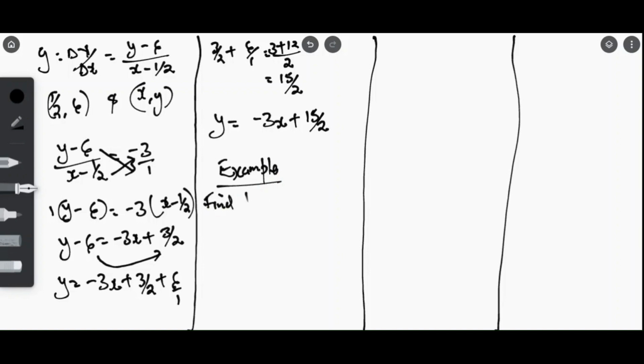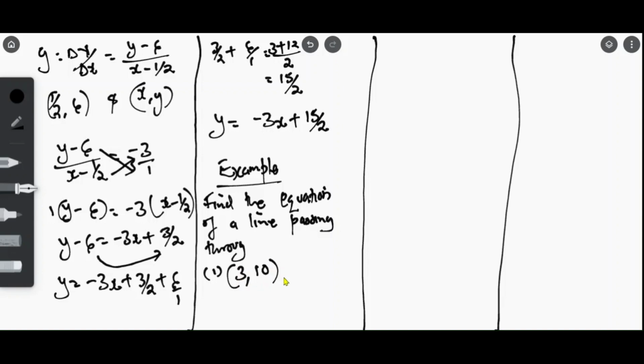of a line passing through, Roman 1, let me pick some points here, passing through 3 and 10, and the gradient here is 3 all over 4. That is Roman 1.